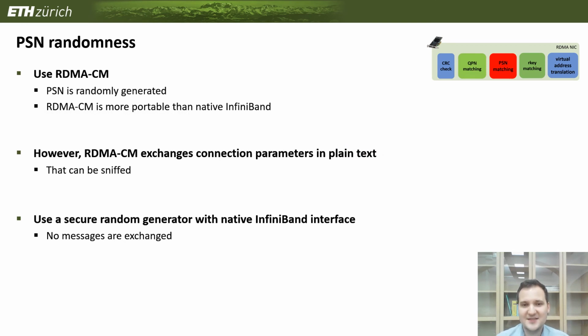For the PSN randomness, we already mentioned that RDMA Connection Manager helps you to get random PSN numbers. And of course, I would recommend using RDMA Connection Manager, but unfortunately, it's not secure. Everything RDMA Connection Manager does, it exchanges messages in plain text. So the best secure way, if you'd like to have secure connection establishment, is to do it on your own and then use the native InfiniBand interface, which does not exchange messages. It just creates the connections from scratch on the endpoint without any messages exchanged.